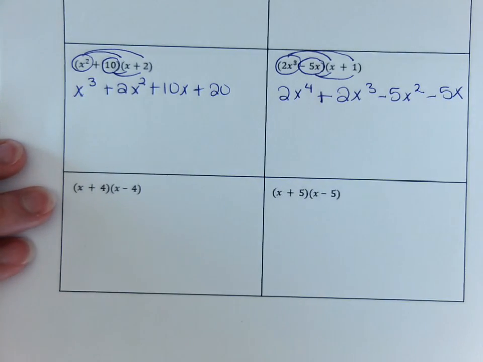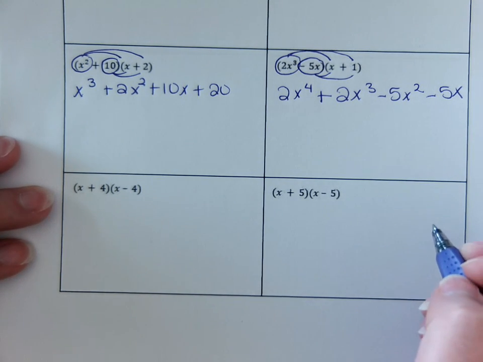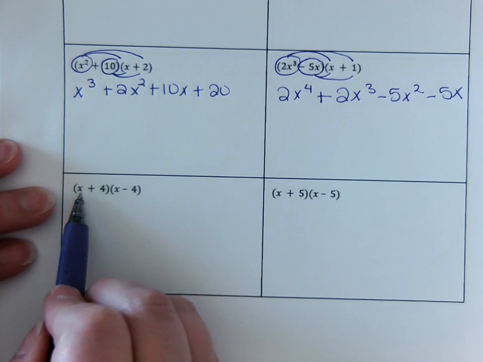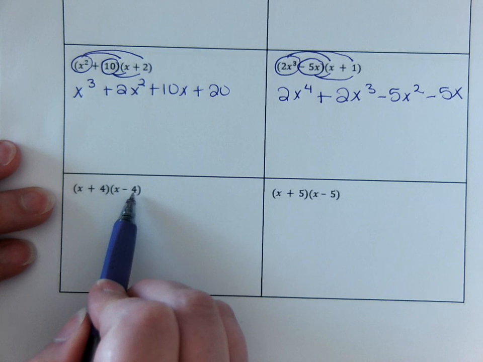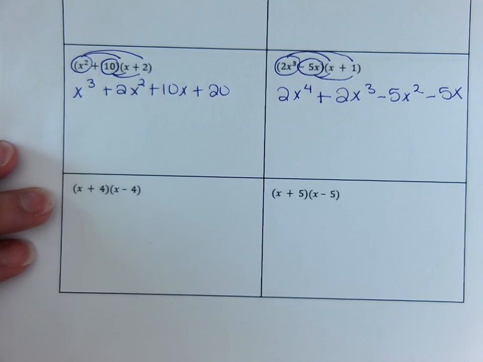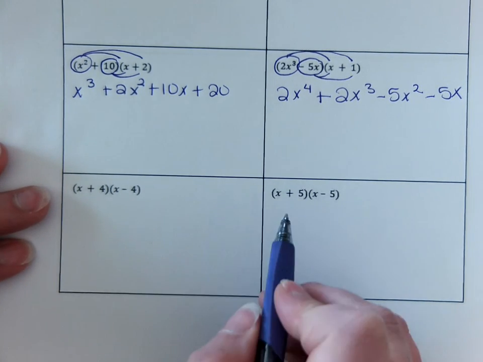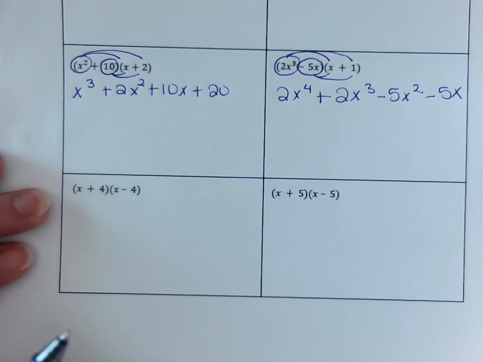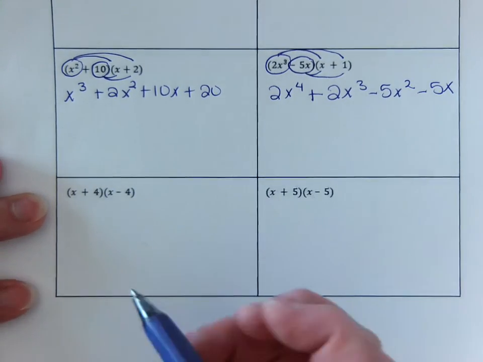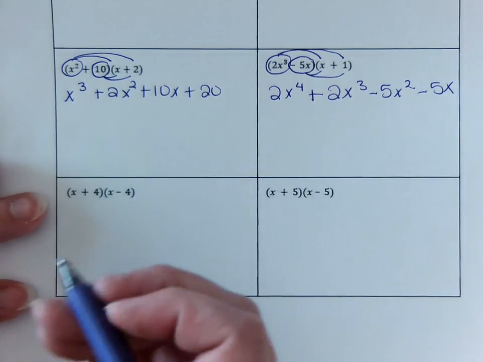Let's take a look at these two. These two are what are called conjugates, where they both have the x, they both have the same number, but they have different signs in the middle. So we're going to see something very special happen on these ones. So let's follow our same steps.